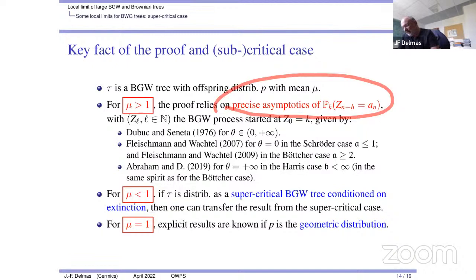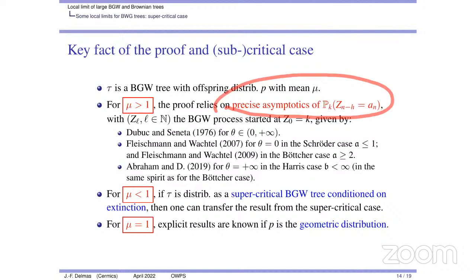And this is a result from Fleischmann and Wachtel in 2007 and 2009. One has to decompose according to the Schroeder case, A is less than one or A is equal to two. And in those cases, this quantity is oscillating at the limit. So it's involved to get the asymptotics or the behavior of this quantity. Now, of course, we could use the same computation, the same conditioning for the subcritical case. And this is easy if one can see the subcritical tree as a supercritical tree conditioned to the extinction.